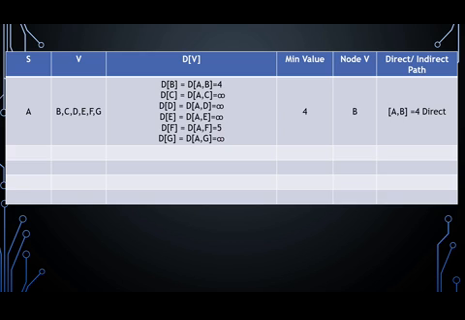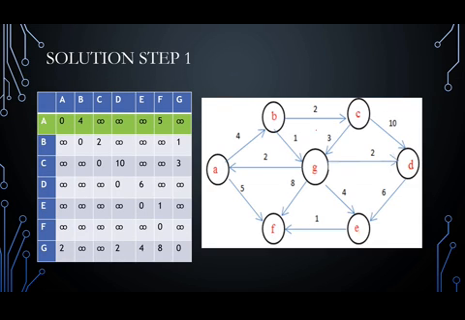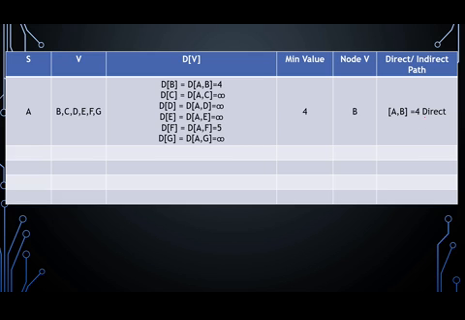So out of all these values, which is minimum? 4. So node leading to it is B. So A to B minimum distance path is 4. A to B with distance 4. So it is a direct path. Okay. So I just write it as direct.